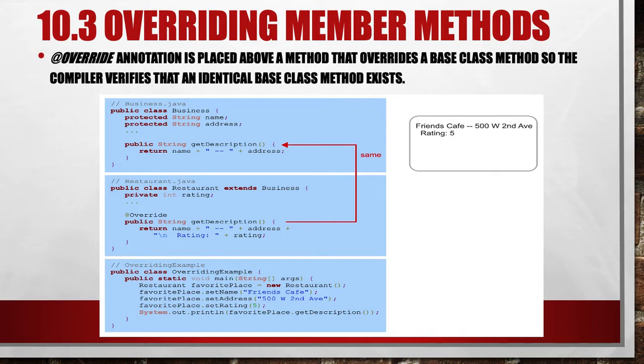10.3, we have overriding member methods. The explanation here says that an annotation is placed above a method that overrides a base class method, so the compiler verifies that an identical base class method exists. So here we see the overriding method. This is where the restaurant class extends the business class, and you have the output.